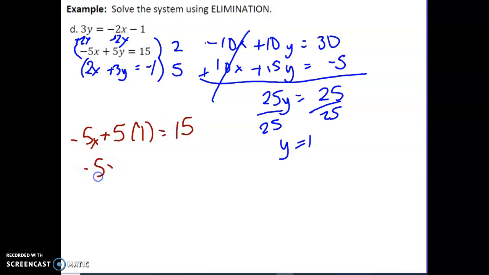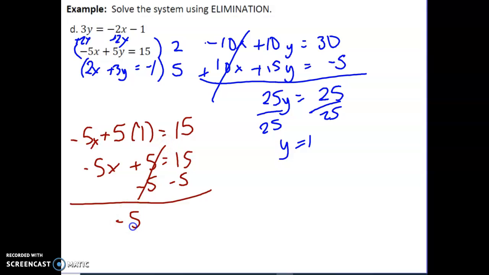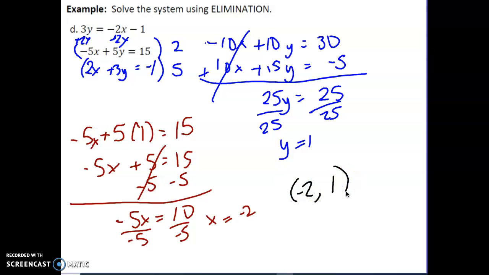All right, and I'm going to work now to get x by itself. So subtract 5 from both sides. And divide both sides by -5 to get x equals -2. All right, so what I have found is the point of intersection of these two curves. So I'm going to write my final answer as a point, -2, 1.